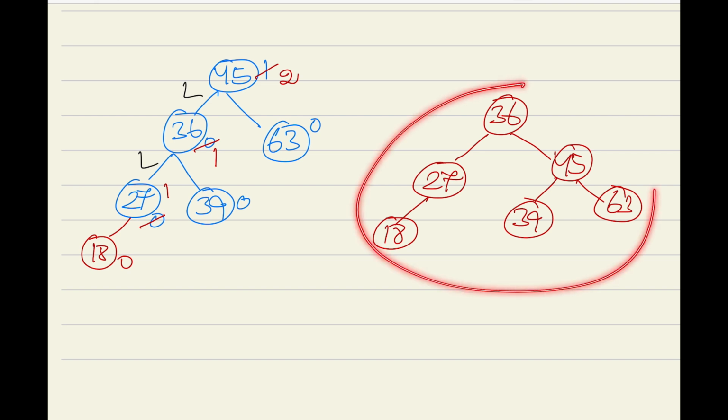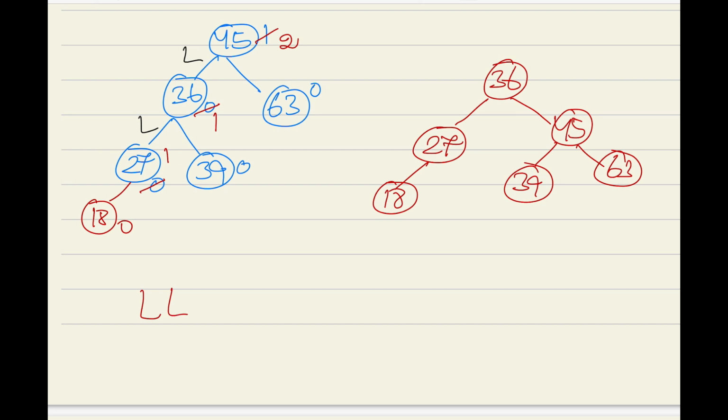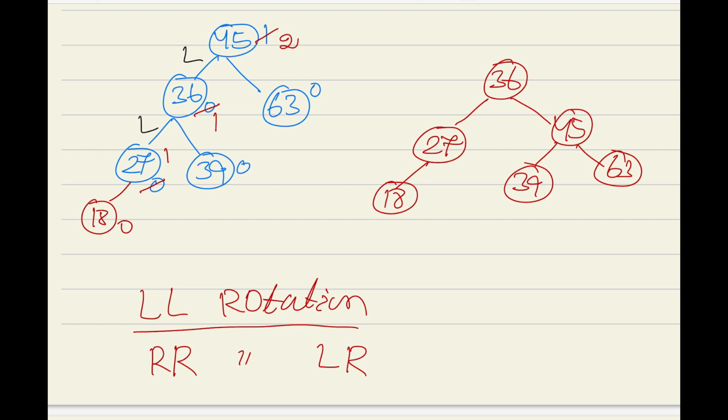Here you can find the balance factors, and it is a balanced AVL tree. So we have discussed examples on LL rotation, how to perform LL rotation. In the next lecture, we are going to discuss how to perform RR rotation, how to perform LR rotation, and how to perform RL rotation. That means right-right, left-right, and right-left rotation.